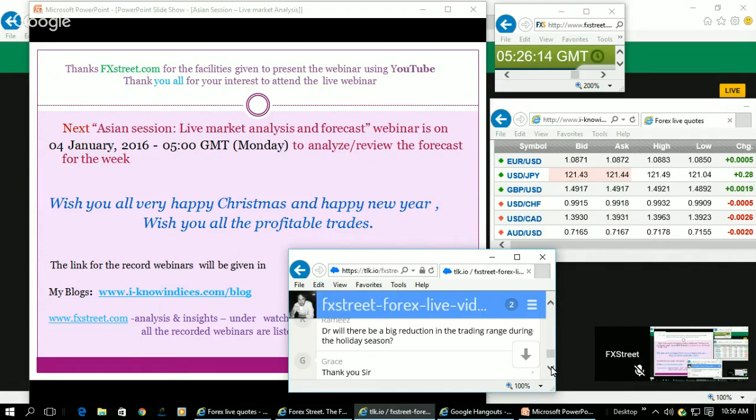Then Ramesh, will there be a big reduction in the trading range during the holiday? Yeah, trading zone might be the same, but what they do is, as I explained earlier, when the volume is very big, they can make small swings because the traders might commit both sell and buy positions. So in such a situation, what happens? They try to hit the stops on the sell side as well as on the buy side. So that way, they may make a small swing.